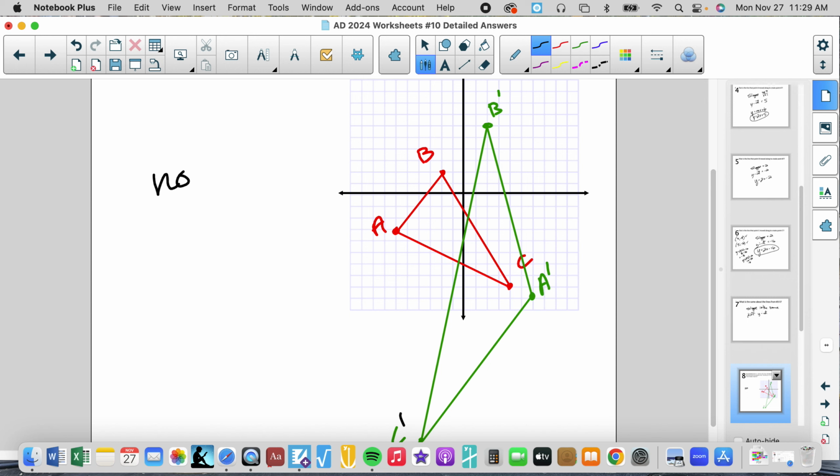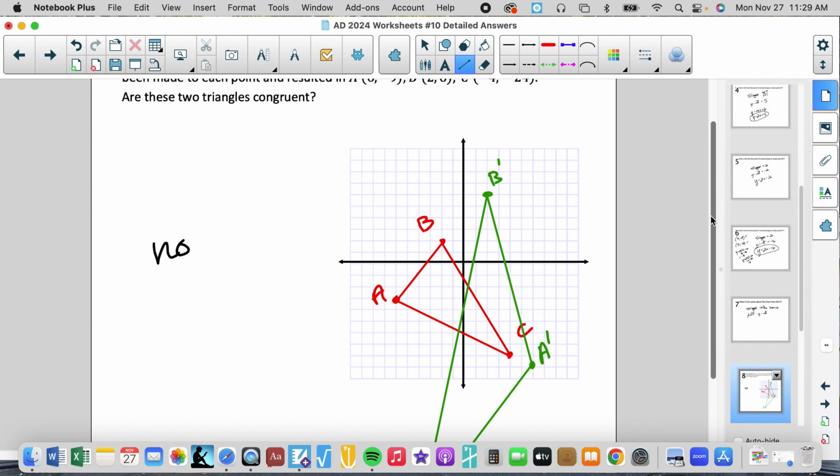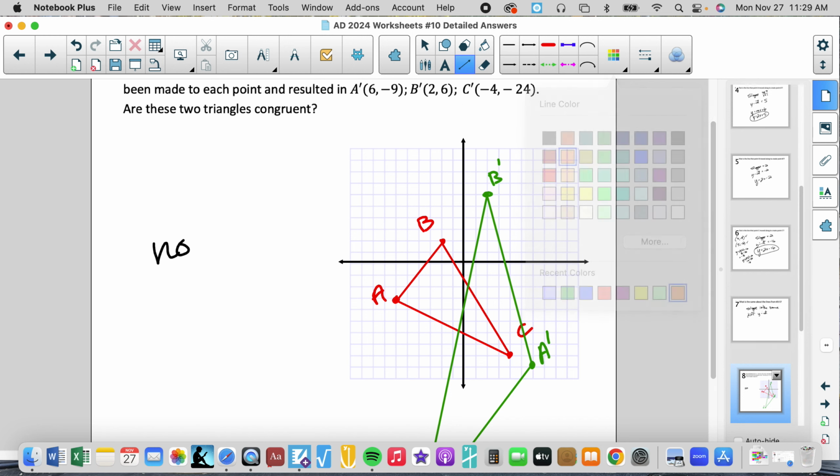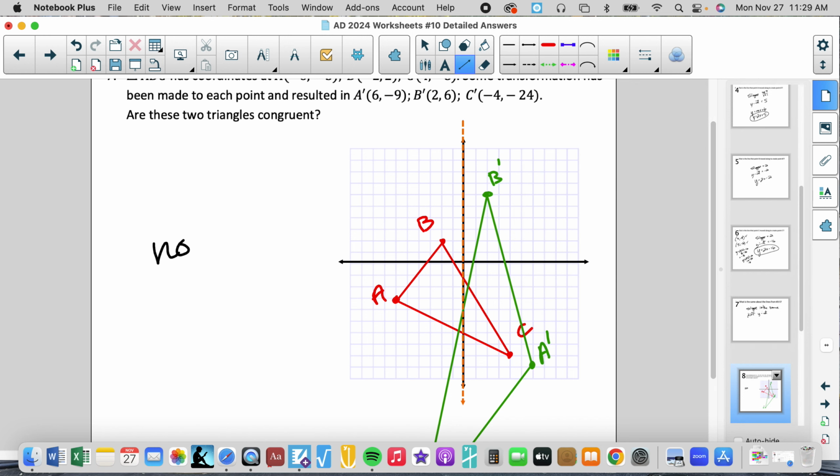So let's look at the reflection over the y-axis. B went 2, B prime is 2. A is 6, and A prime is 6. C was 4, and C prime is 4. Okay, so it did reflect correctly over the y-axis. So that's good to know. It did reflect properly. It just didn't grow.